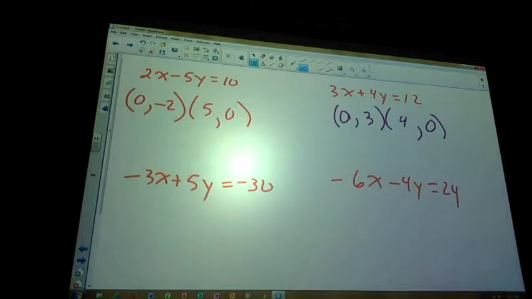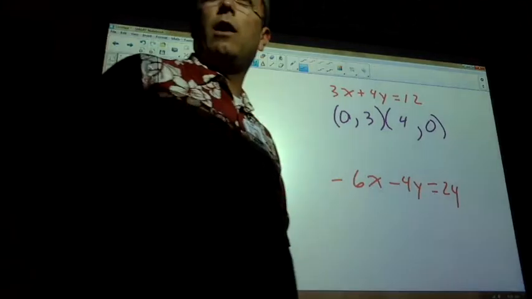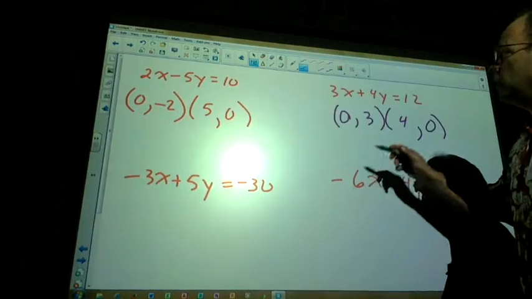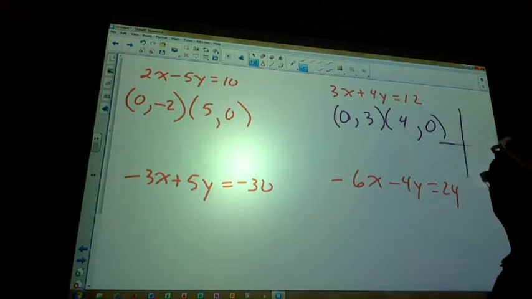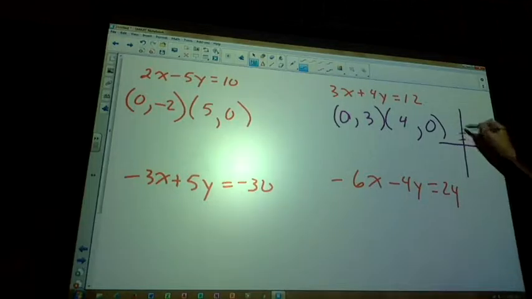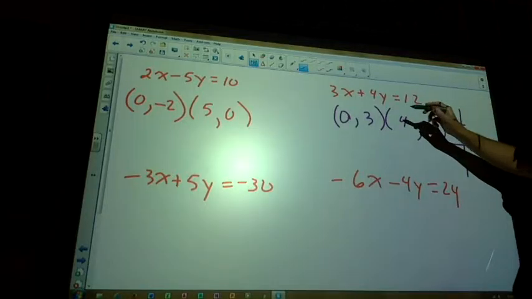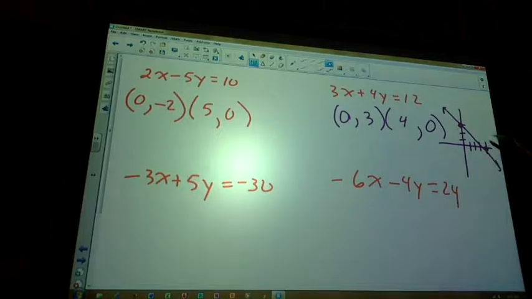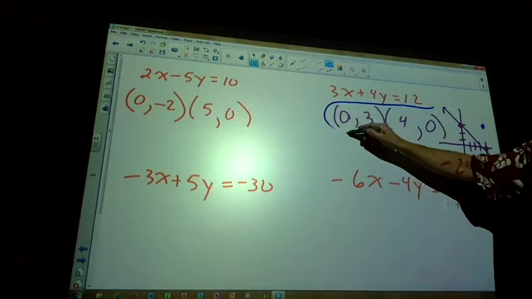4, 3 is not where they cross. So this is what's going on with this problem. 0, 3, 1, 2, 3, 4. This is what the line would look like. If on this one you were to say, well, it happens at 4, 3, what's the problem with the point 4, 3 with our line? Does it lie on the line? No.